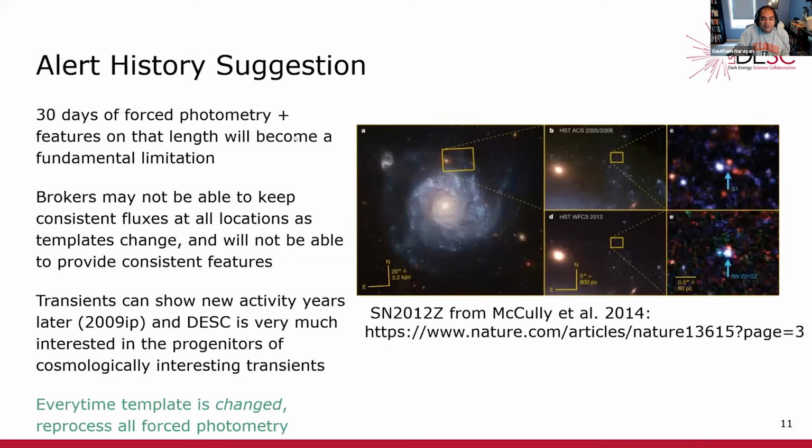I hope that every time a template is changed, we also reprocess all of the old forced photometry and provide consistent fluxes with whatever the current template is. I think that'll be essential to make features interpretable, but also to find things that have shown pre-explosion variability, or to try to identify the progenitor systems of nearby transients. So for example, in this case, SN2012Z from Curtis McCulley.